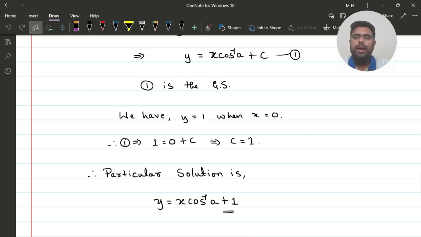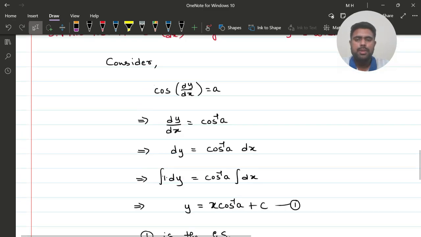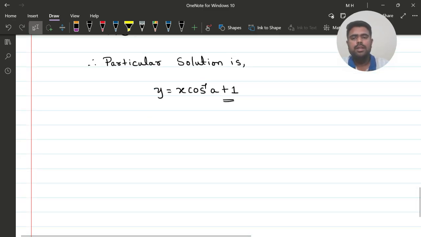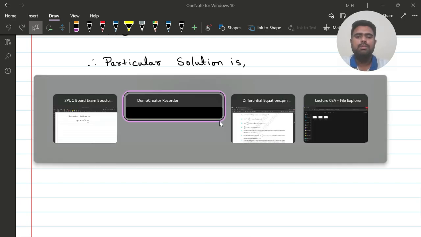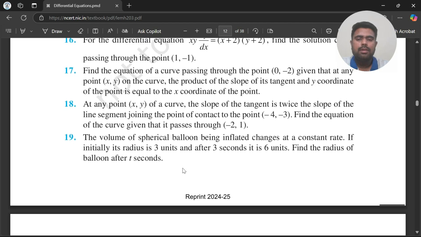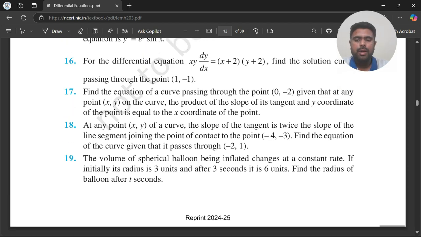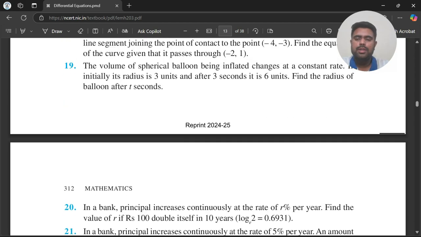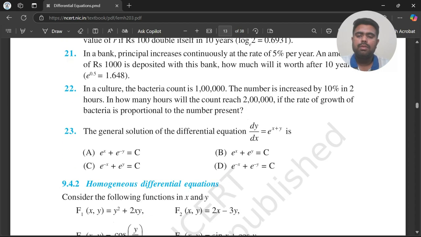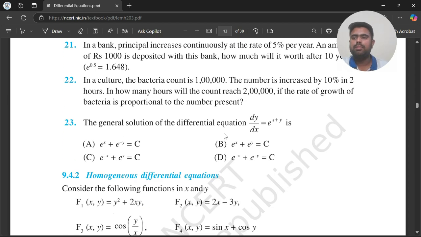Okay, we have a few application based problems in this, that we will discuss during the checklist discussion. Application based problems, if I go to NCERT, you can see there are problems like: at any point x comma y of a curve, the slope of a tangent, and all those things. That we will discuss during the checklist discussion. So I think we can discuss this problem here.